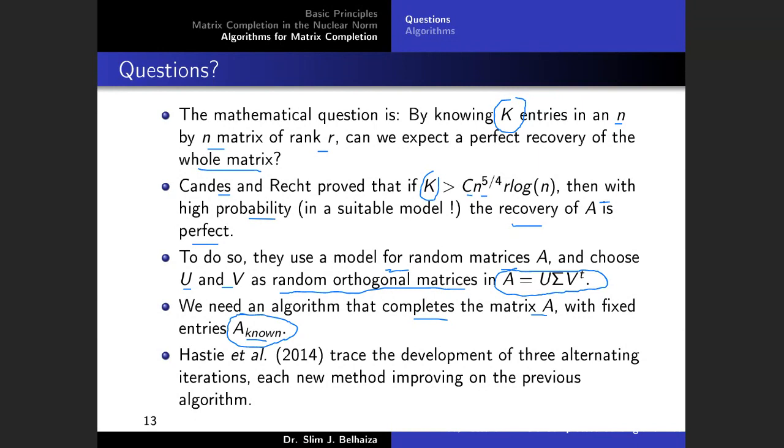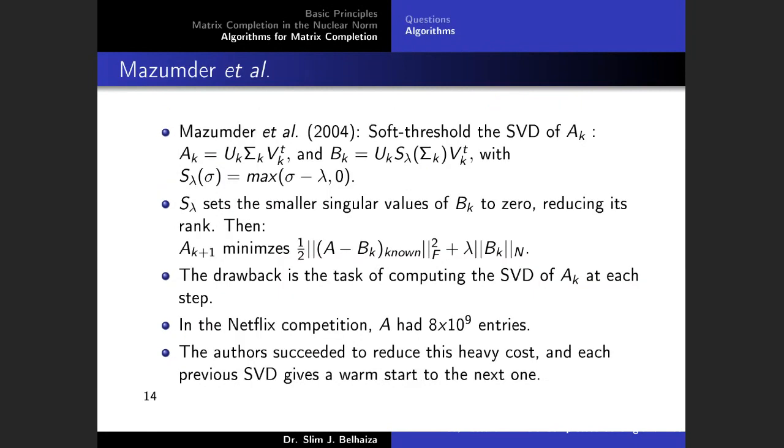In fact, in a paper by Hastie et al., which is quite recent if you think of it, 2014, they traced the development of 3 alternating iterations, each new method improving on the previous algorithm. So in the following, we will give the main ideas of these 3 iteration methods. First of all, there was the paper of Mazumder et al. in 2010, which defined what we call a soft threshold to the SVD of A_K.